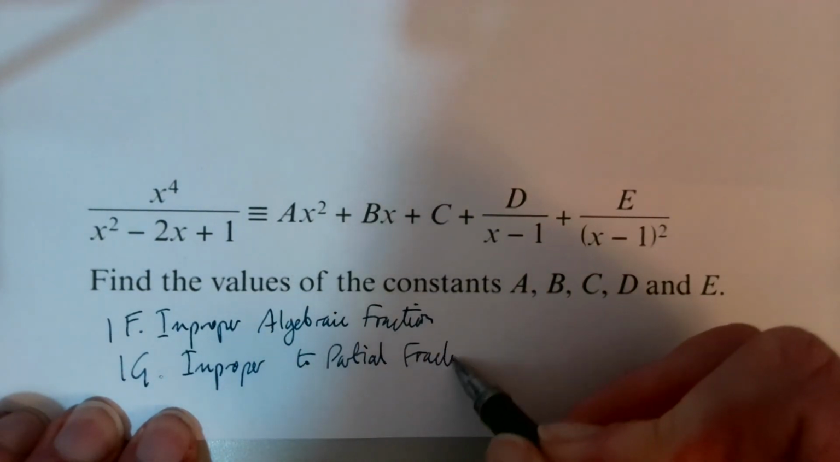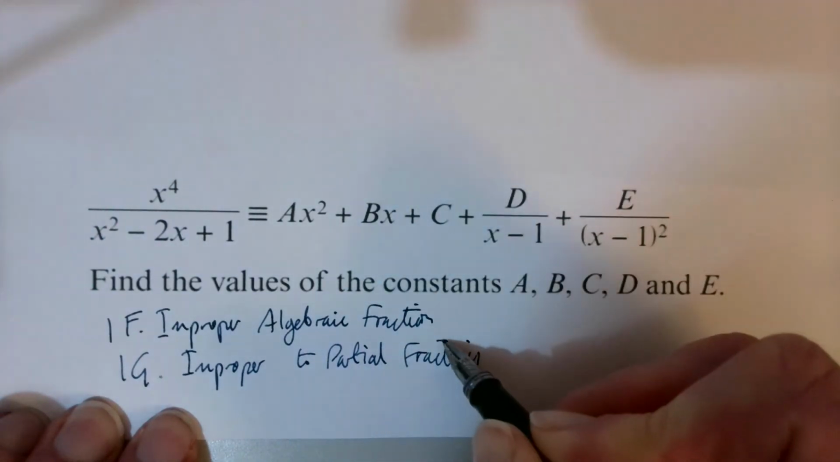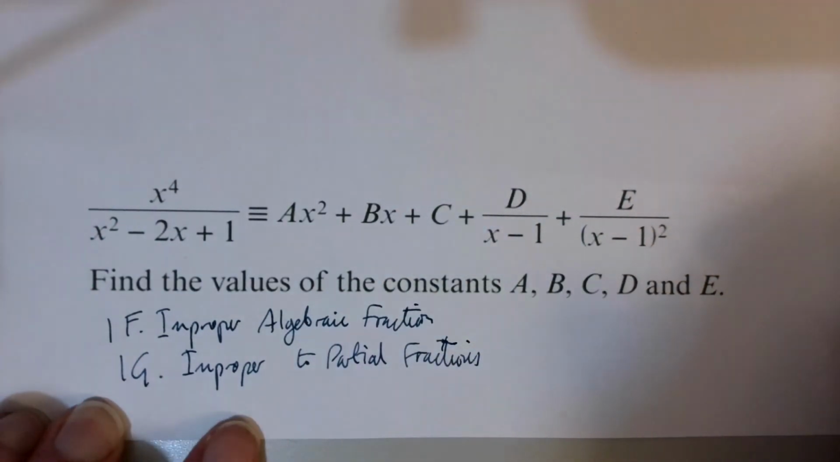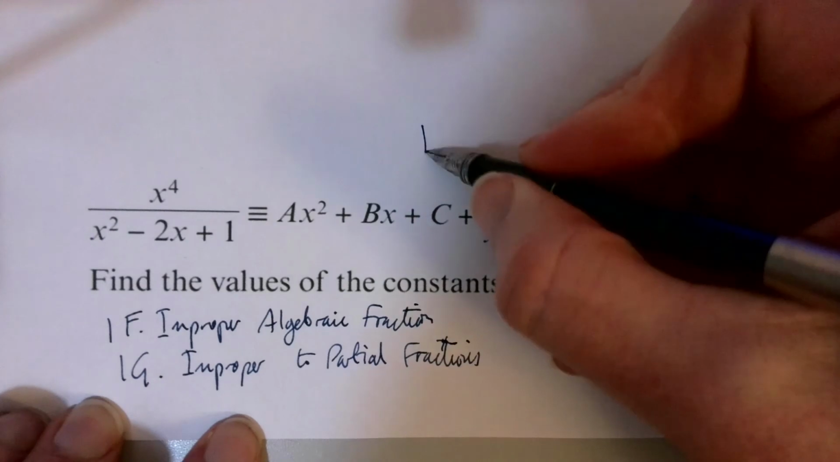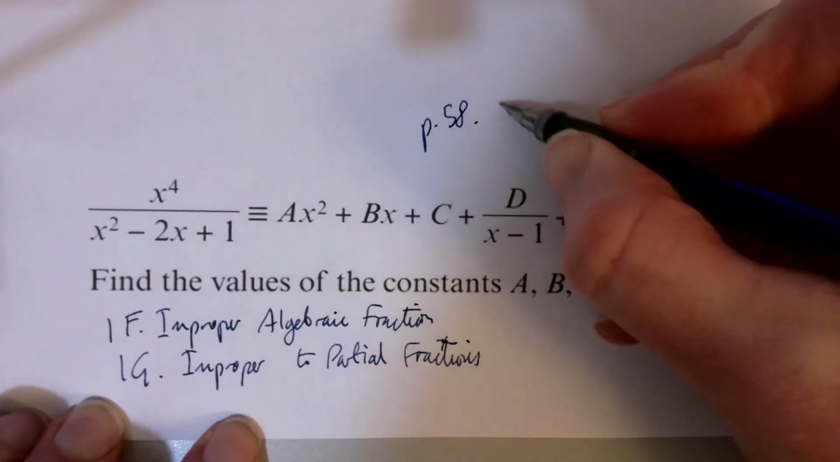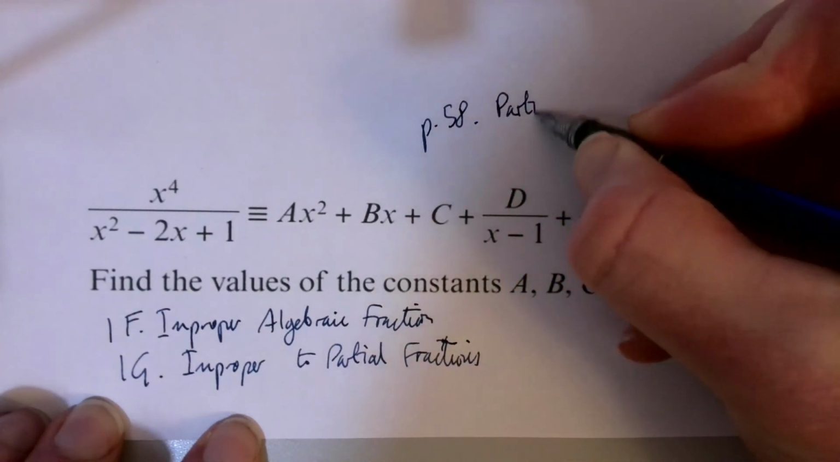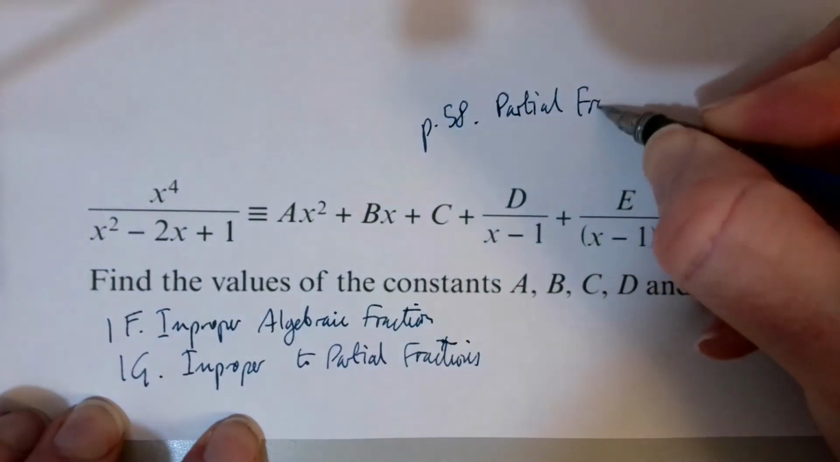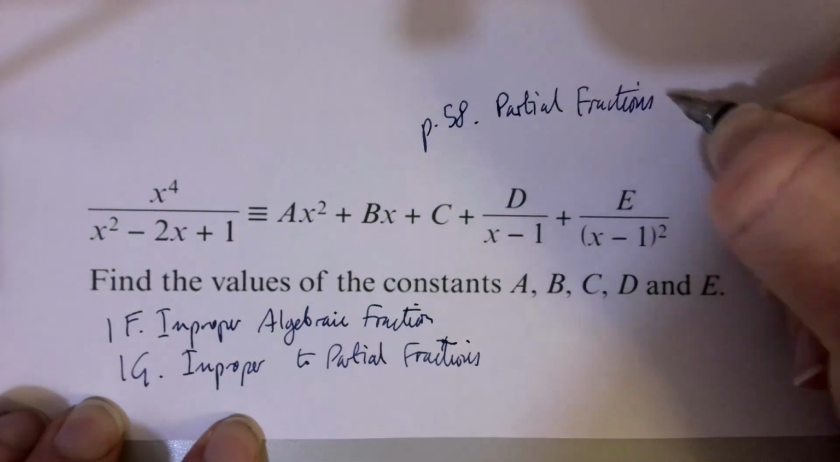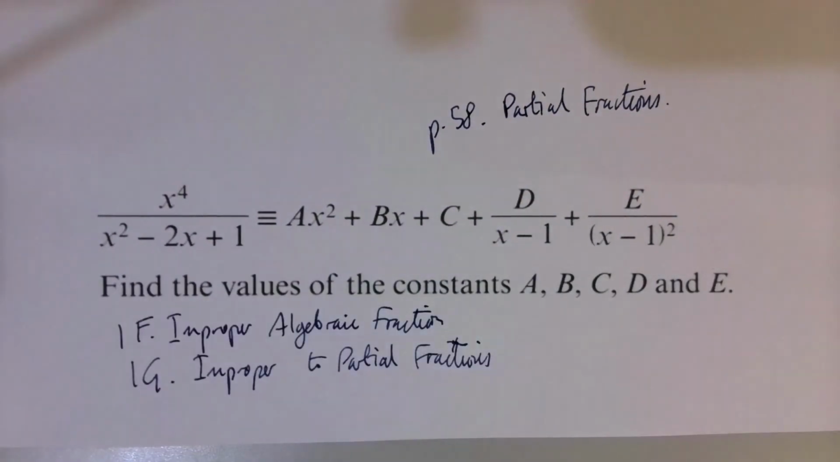What else could you do? Well, if you wanted to go into your revision guide, on the revision guide, page 58 is partial fractions, and there's some notes there and a couple of questions for you to do there as well. That would all be good stuff.